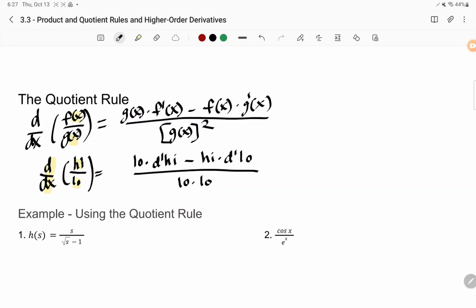And she would sing like she was one of the seven dwarves. That's how the song goes. So if you want to do that, go ahead. I'm not going to do that for you. So that is the quotient rule.